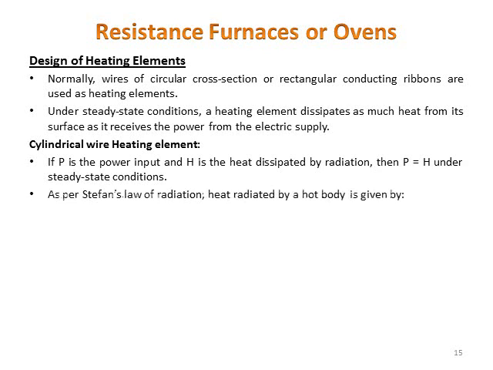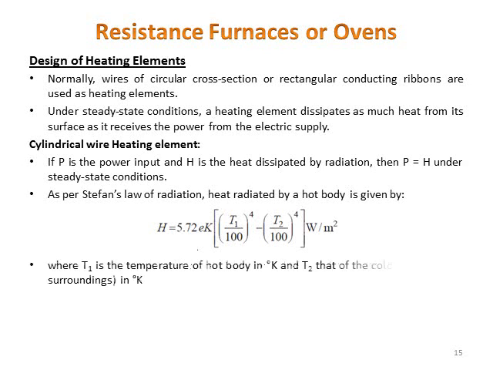As per Stefan's law of radiation, the heat radiated by a hot body is given by H is equal to 5.72 e k into (T1 by 100) whole power 4 minus (T2 by 100) whole power 4. The unit is watt per meter square, where T1 is the temperature of the hot body in degree Kelvin and T2 is that of the cold body in degree Kelvin.